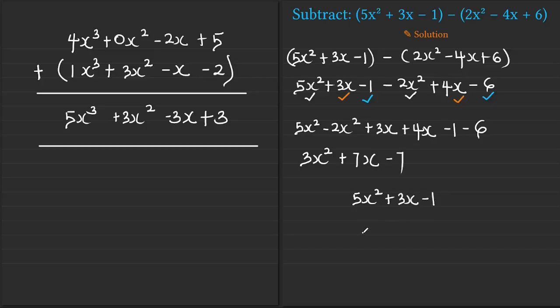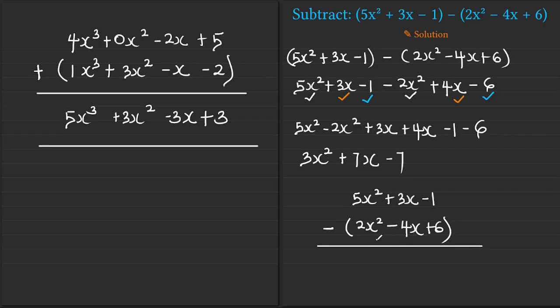Then look at what I'm going to do. I'll bring my minus here. That is this negative. Then into a bracket, 2x squared minus 4x and then plus 6. So as you can see, I have taken my time to arrange them. You see, I've arranged them nicely.